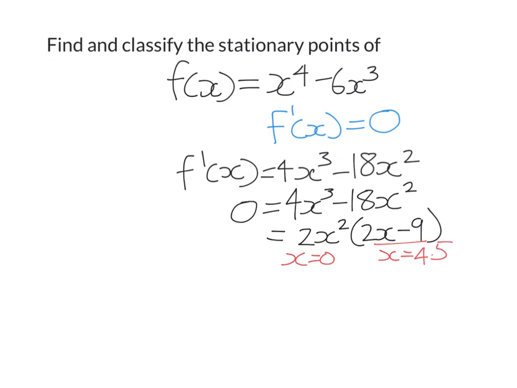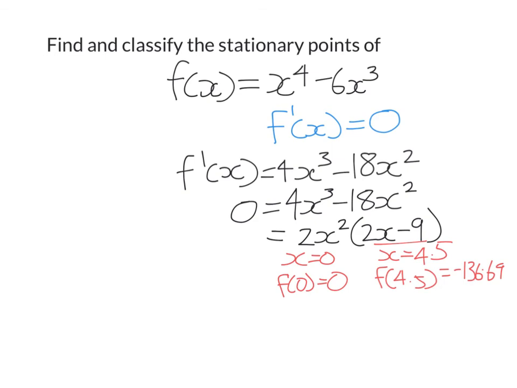So we need a stationary point, and a point needs an x value and a y value. So when x equals 0, to find the corresponding y value, you just substitute it in here. If x is equal to 0, f of 0 is just 0. If x is 4.5, f of 4.5 is about minus 136.69. Of course, that comes from just substituting x equals 4.5 into this equation up here. So we found that the two stationary points are (0, 0) and (4.5, -136.69).